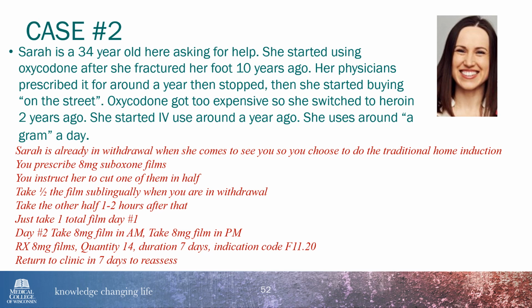Remember, that is, I'm going to prescribe you an 8 milligram film. I'm going to have you take that 8 milligram film. You're going to cut it in half. You're going to take half the film when your COW score is greater than 12, when you're in moderate withdrawal. You're going to wait an hour or so to see how you feel with that half of film. If you're feeling okay, you can take the other half. And on day one, just take one film. If you feel like you absolutely have to take more, you can take an additional half film on day one. But most people are fine with just 8 milligrams on day one. On day two, take that full strip in the morning, and then take a full strip in the evening. And then you're induced on Suboxone.